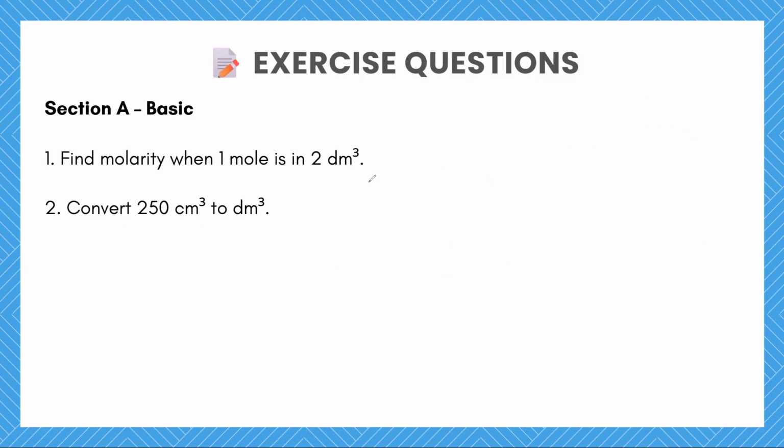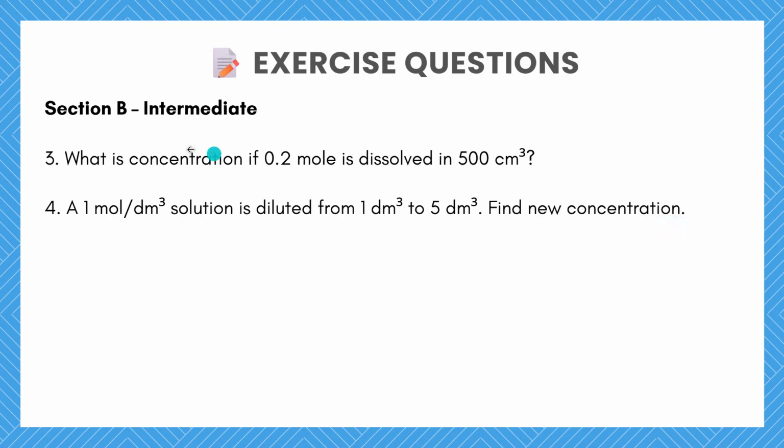To convert 250 cm cube to dm cube, we have 250 divided by 1000. This gives us 0.25 dm cube or 0.25 liters. Whichever one you choose is absolutely fine. So that being said, let's move on to the next section that we are dealing with, the intermediate section.